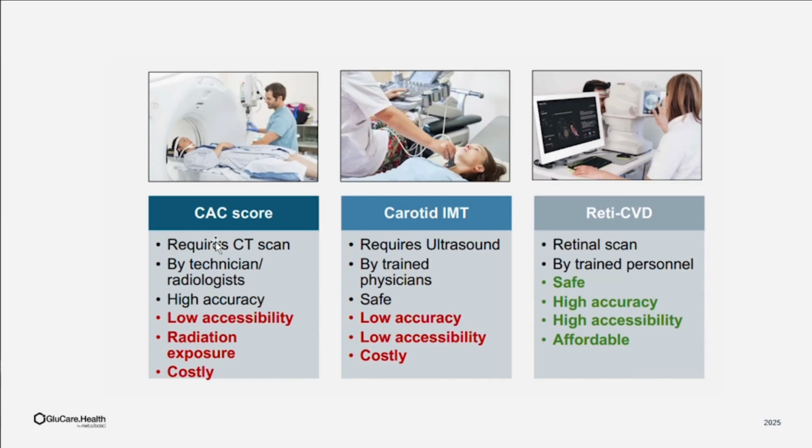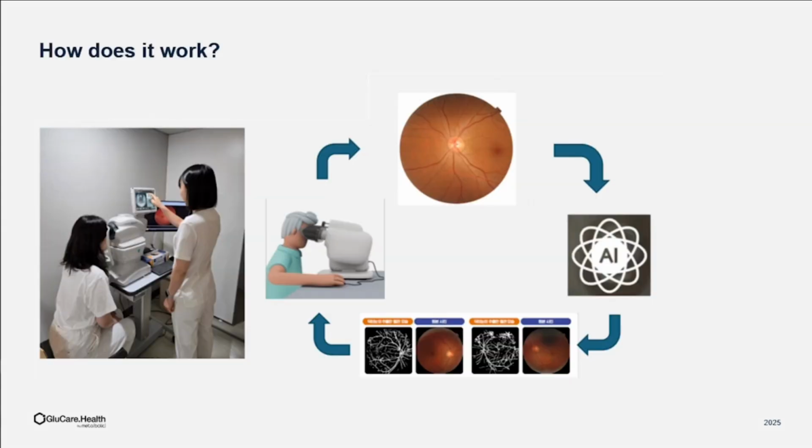Here, just to summarize, the coronary calcium score includes radiation to the patient and is costly, while Retinal CVD is more affordable and offers high access to patients. Patients at GluCare, I will explain a little bit later, do it on the same day of the consultation. There is no preparation needed. So how does it work?